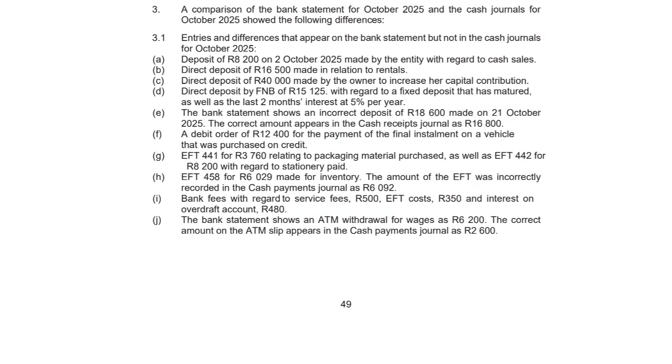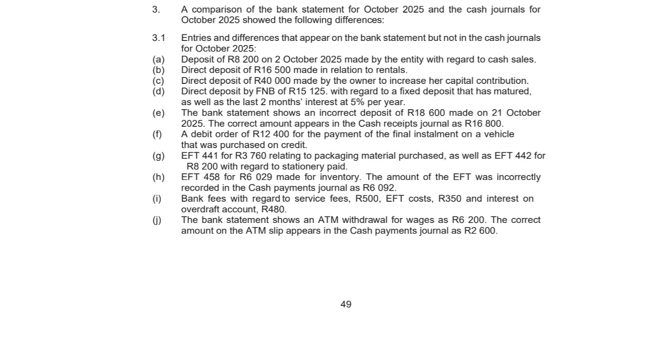A comparison of the bank statement for October and the cash journals for October showed the following differences. 3.1. Entries and differences that appear on the bank statement but not in the cash journals for October. A deposit of 8,200 Rand on the 2nd made by the entity with regard to cash sales. Direct deposit of 16,500 made in relation to rent.